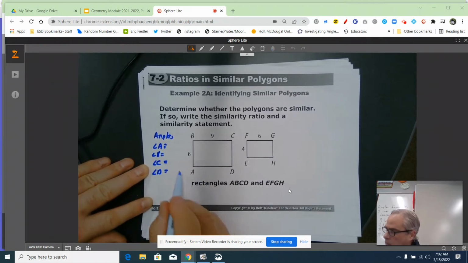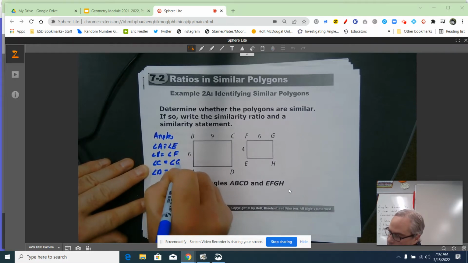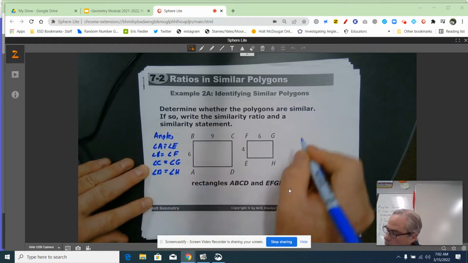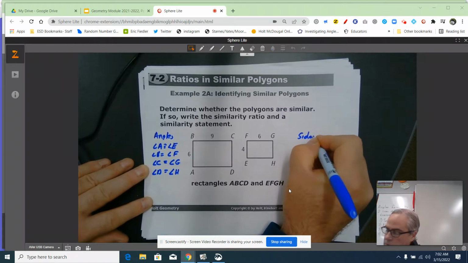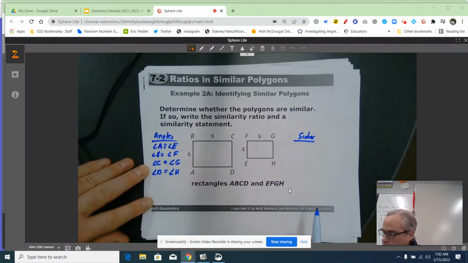So let's go around this way. So angle A would be congruent to angle E. This would be F, this would be G, and this would be H. Now, what about sides? Because you have to do angles and sides. Angles are the same, sides are in proportion.